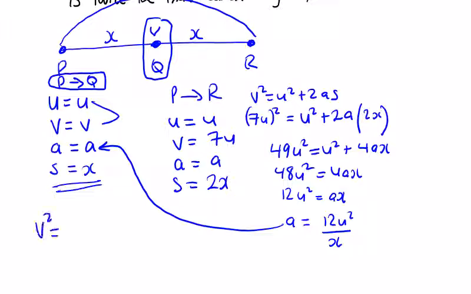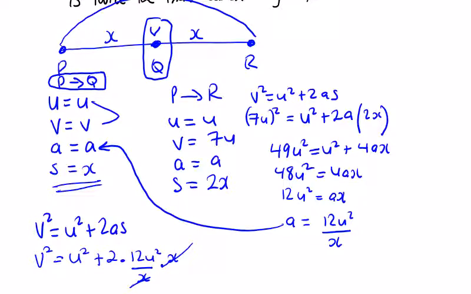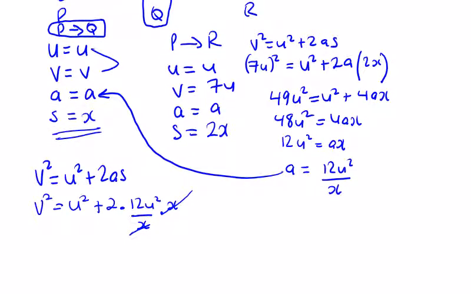So if I do the same formula, v squared is equal to u squared plus 2as, I should be able to get what v squared is. So u squared plus twice my acceleration of 12u squared over x by my distance, which is x. Okay, we can see what's happening now. We're just going to get v squared in terms of u. V squared is equal to 24 plus 1, 25u squared. So v is going to be equal to the square root of 25 by the square root of u squared, which is 5u.